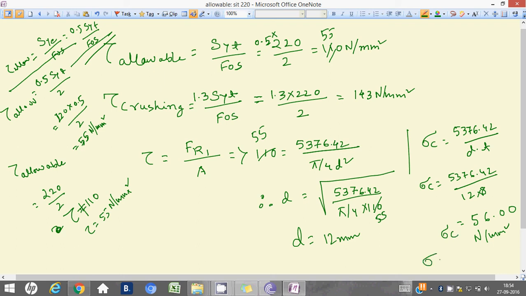So this sigma c that we have found is less than 143 newton per mm square, isn't it? So we conclude that our design procedure for this riveting system with four rivets is correct. Thank you. We'll say something regarding machine design in our next video. Thank you.